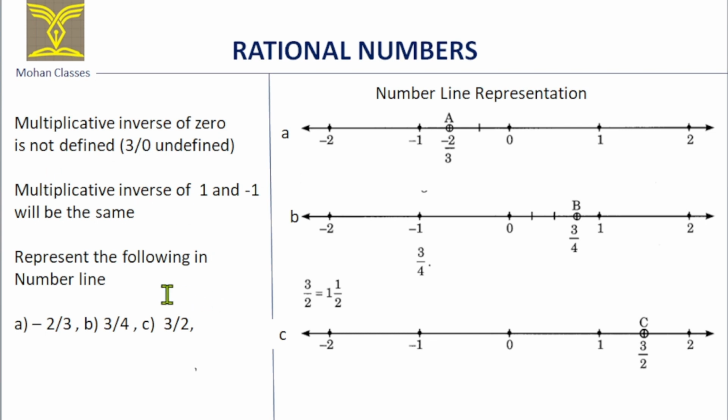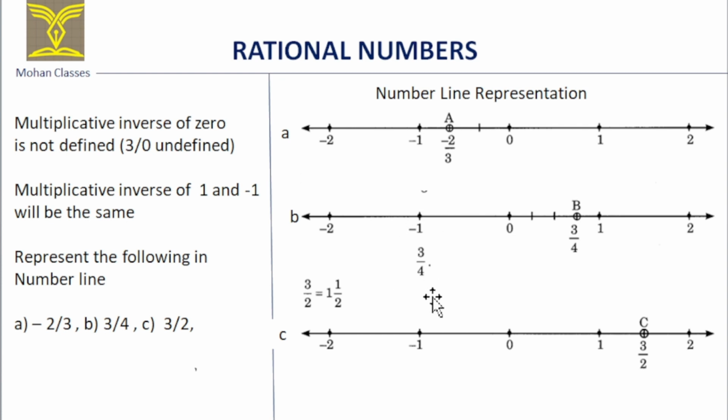Represent the following in number line. So minus 2 by 3. Here minus 2 by 3 is the rational number. Here the denominator is 3, numerator is minus 2. So that means it is a negative rational number. So from 0 it will come on the left hand side in the number line. The denominator is 3. Therefore this 0 to minus 1 should be divided into 3 equal parts. Second, minus 2 by 3, here it is coming. Therefore minus 2 by 3 will come at the point A.